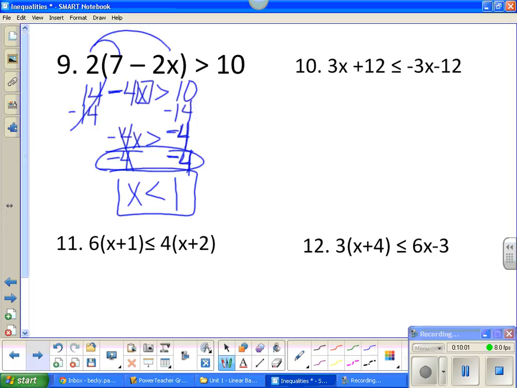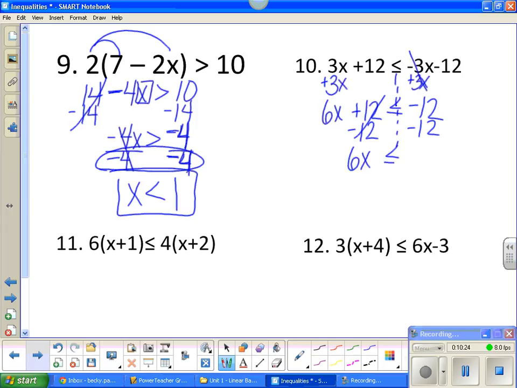Number 10, here's my wall. I'm going to add this 3x over to the left to get my x's on the left. That gives me 6x plus 12, don't flip, and a negative 12. And I'm going to subtract this positive 12 over to the other side. Gives me a negative 24.